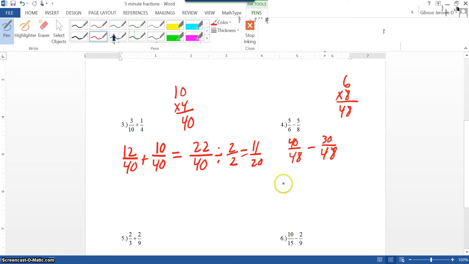So now we would subtract. We know our denominator would stay 48 because we would carry over our denominator. And then we would subtract our numerators. 40 minus 30 is 10.